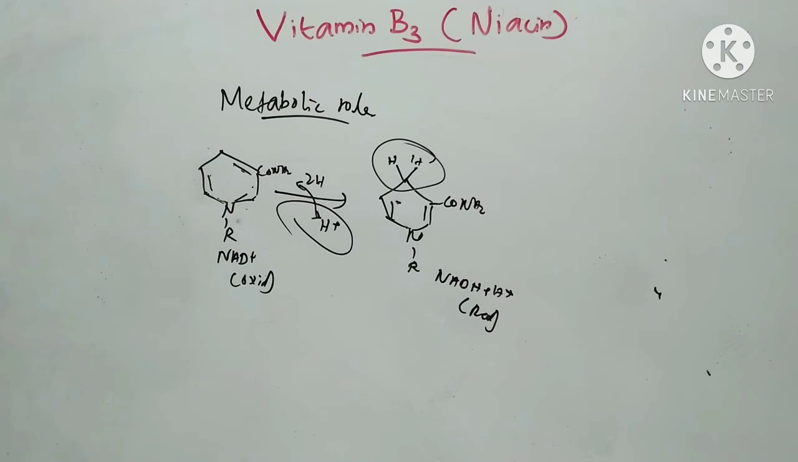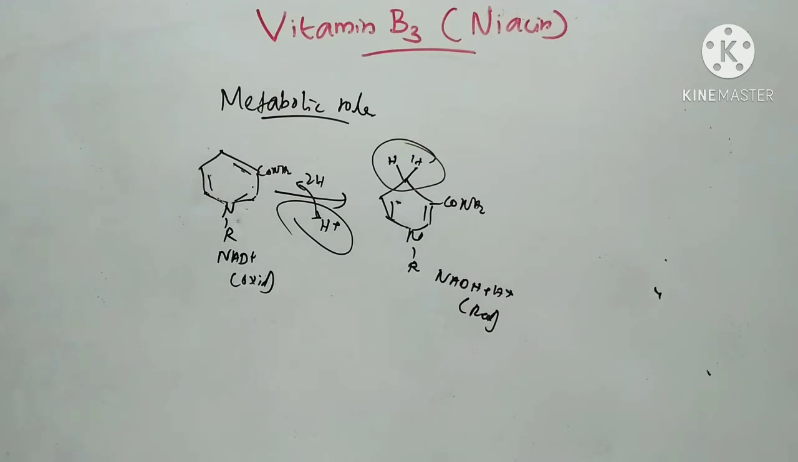The function of NADP plus is similar to that of NAD plus in hydrogen and electron transport. The two coenzymes are interconvertible. The important enzymes to which NAD plus and NADP plus act as coenzymes are, for NAD plus, alcohol dehydrogenase, lactate dehydrogenase, malate dehydrogenase and glyceraldehyde 3-phosphate dehydrogenase. For NADP plus, the enzymes are glucose 6-phosphate dehydrogenase and glutathione reductase.